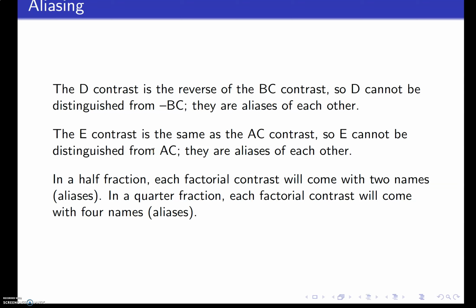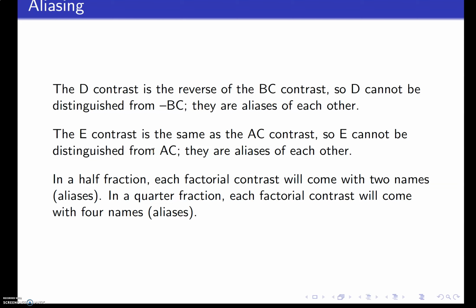Similarly, E and AC are direct aliases of each other. We cannot distinguish them or tell them apart as we go through estimating the particular effects of the model.